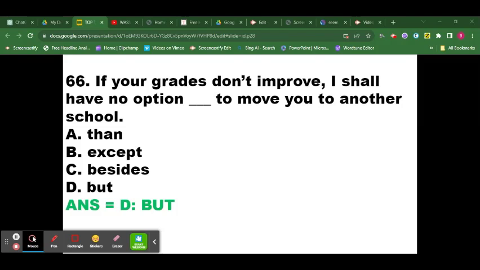In this expression, but is used to mean except. No other option except moving you to another school. Now, some people tend to use than, but this is not correct in this context. Than is used to make comparison. For example, you can say John is better than Dan. When you are making comparison, you can use than. But when you are talking of option or choice, then you use but. I shall have no option, or I shall have no choice but to move you to another school. That's the way it is used.